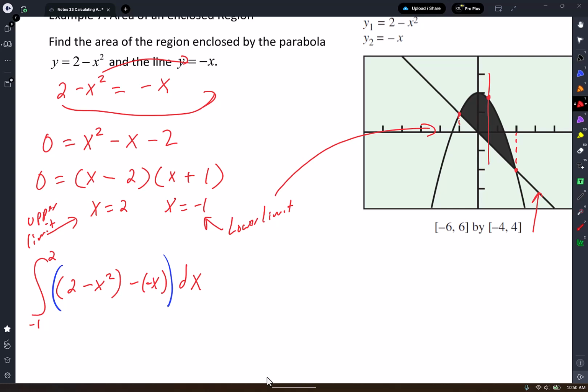Are we still okay? I like to rewrite this with the highest degree first. So let me rewrite it: integral from negative 1 to 2 of negative x squared, and then what's minus a negative x? So plus x plus 2. Have I lost anyone?